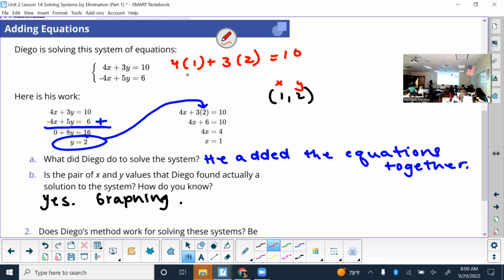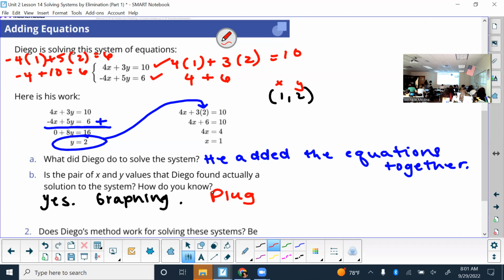Yeah, what's 4 times 1? 4. What's 3 times 2? Do those equal 10? Yes. And then if you plug it into the second one, -4 times 1 plus 5 times 2, does that equal 6? What's -4 times 1? -4. What's 5 times 2? And combined, does that give me a +6? Yes. So you can verify by plugging in the solution.